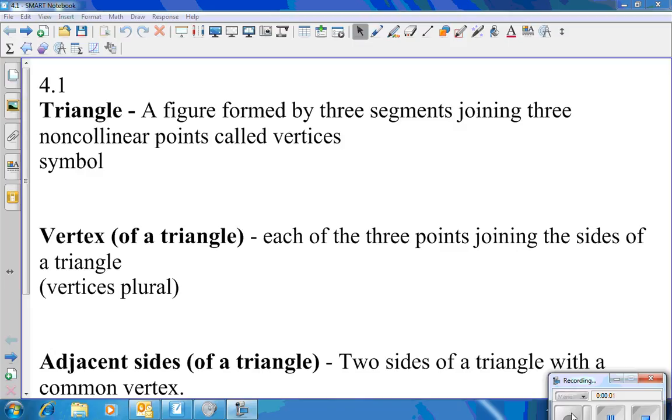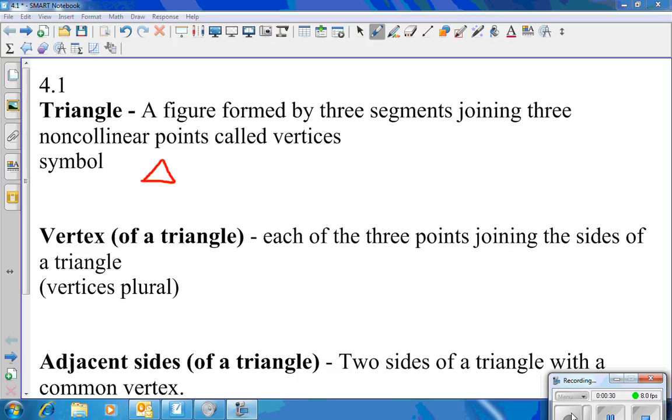Okay, so we're on 4.1. We're talking about a triangle. And a triangle is formed of 3 segments connected together. Those points cannot be on the same line, so they're non-collinear. And those points are called vertices where they connect. And the symbol for a triangle is, of course, a triangle. Okay? Symbol for a triangle is a triangle.